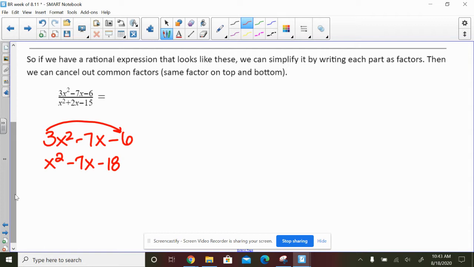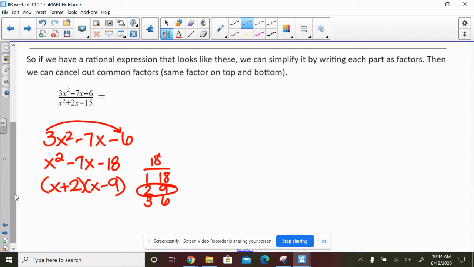Okay, now I'm looking for my factors of 18 that subtract to give me a negative 7. So my factors of 18 are 1 and 18, 2 and 9, and 3 and 6. So to get a negative 7, I will use 2 and 9, but my 9 will be negative. So x plus 2, x minus 9 would give me that negative 7 when I add them together.